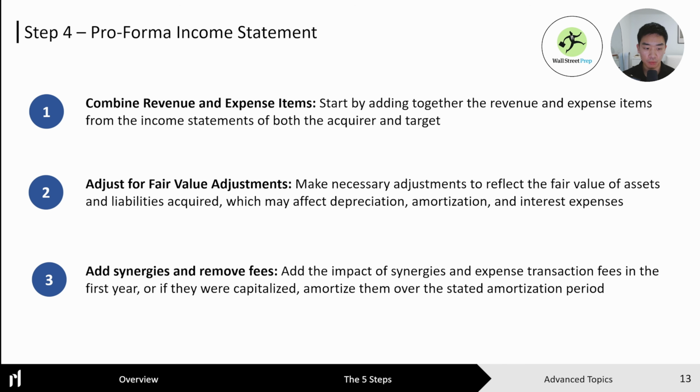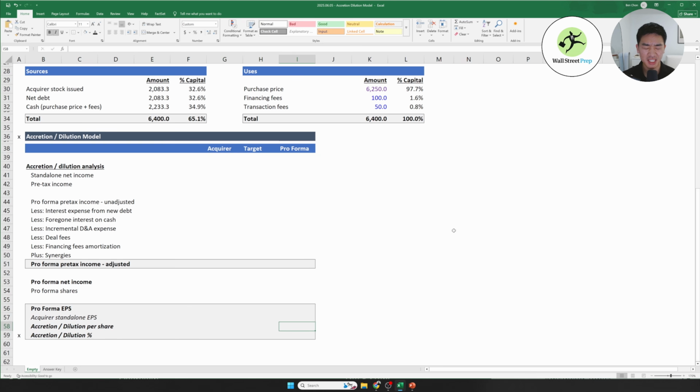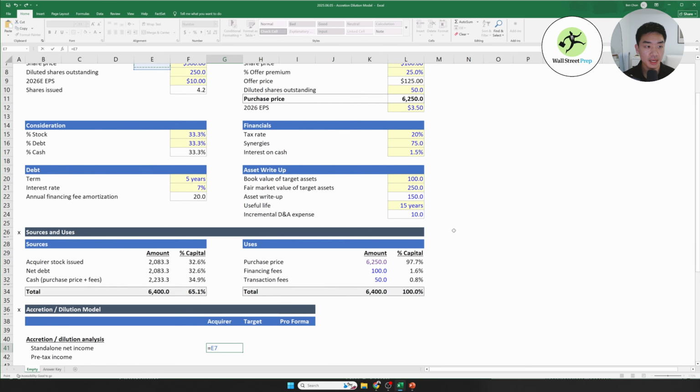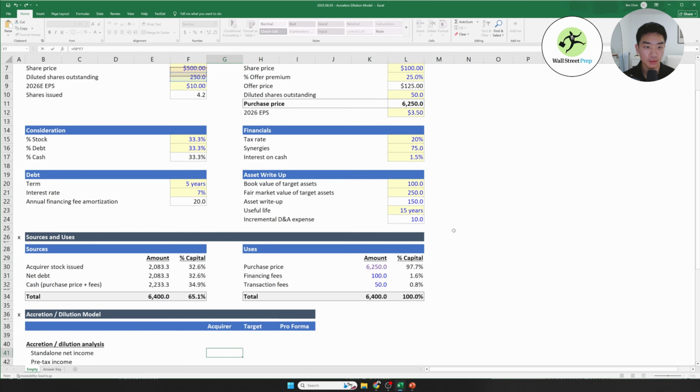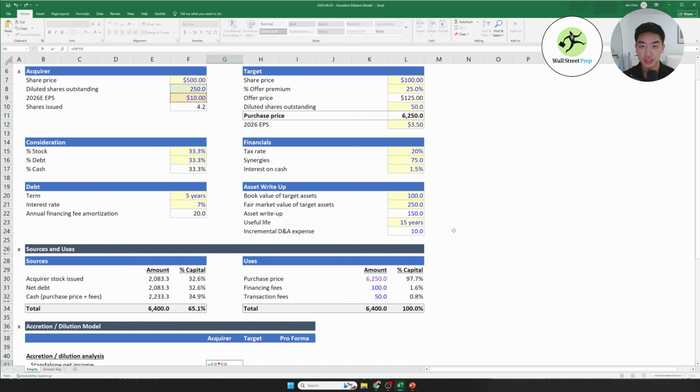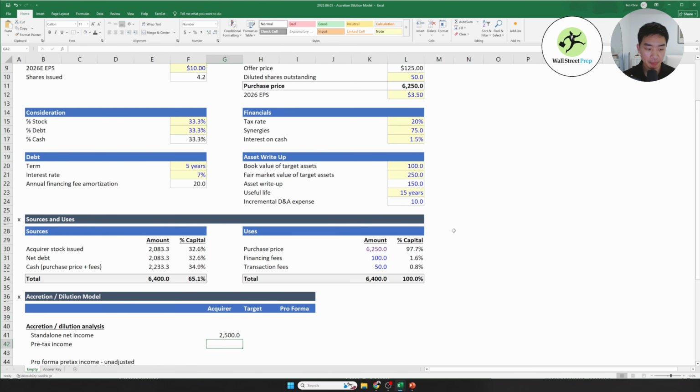And so let's go through the actual accretion dilution model. This is really the crux of the whole thing after you build out the assumptions. And you're going to see it's relatively easy. So for the acquirer standalone net income, we have all the data we need here. Standalone net income for our acquirer is our number of shares multiplied by our earnings per share, right? Because earnings per share times your number of shares is simply your net income, your earnings. So we have 2.5 billion here. Then we want to get to our pre-tax income, which we can back into by taking our standalone net income divided by 1 minus our tax rate, 20%.